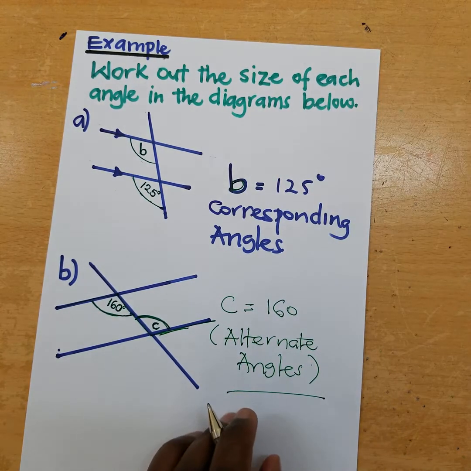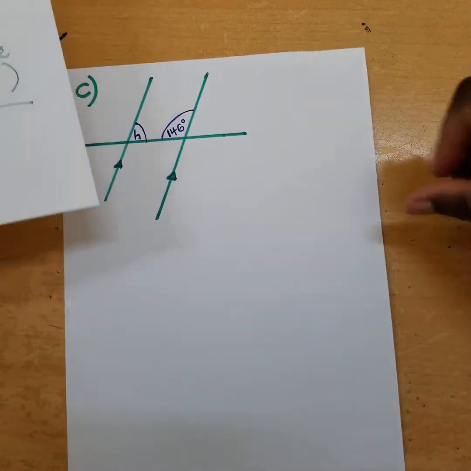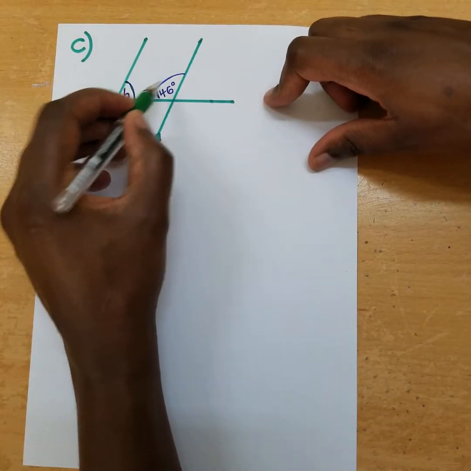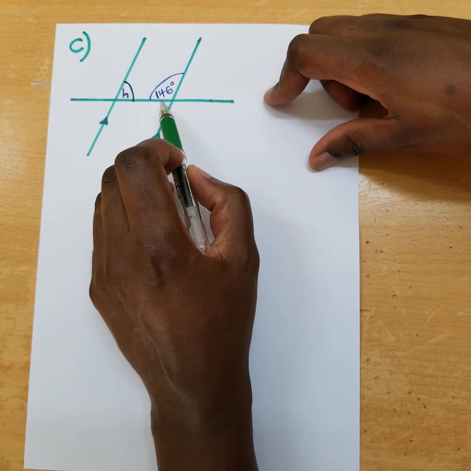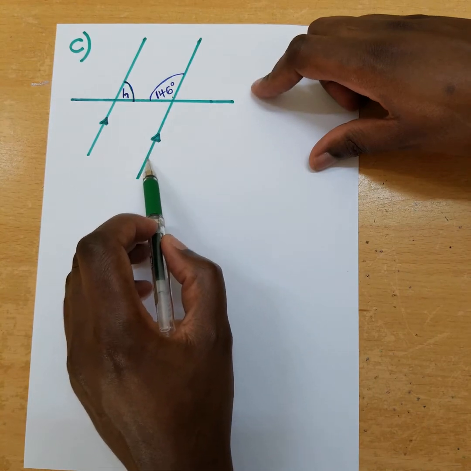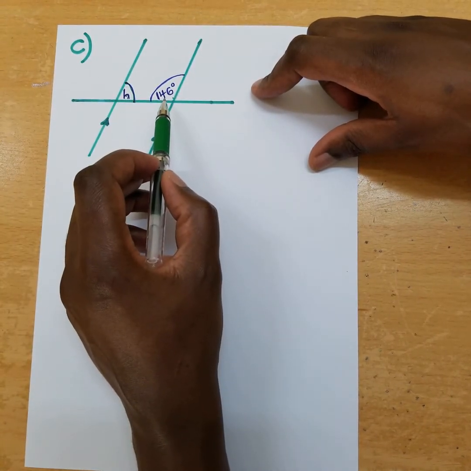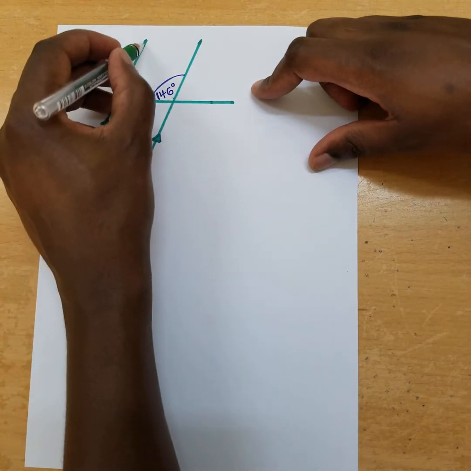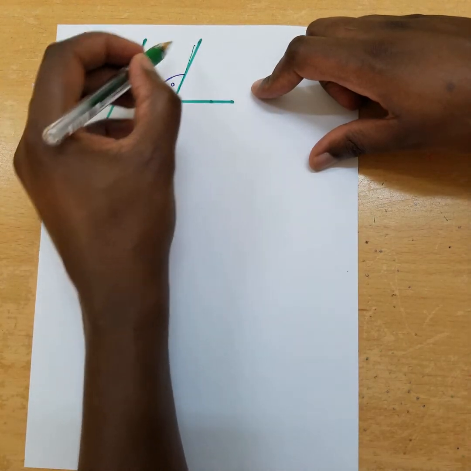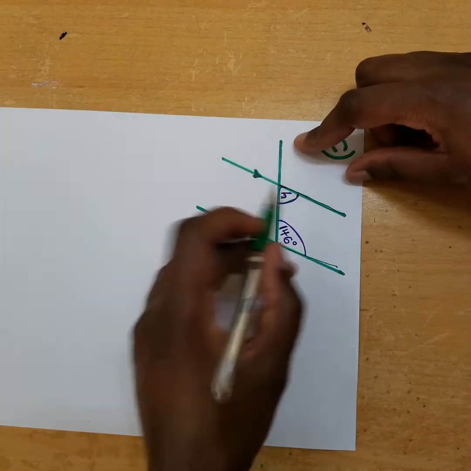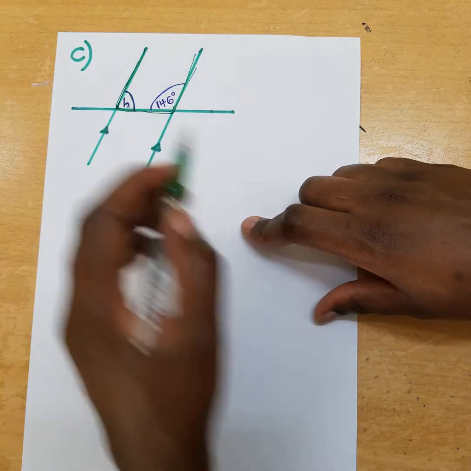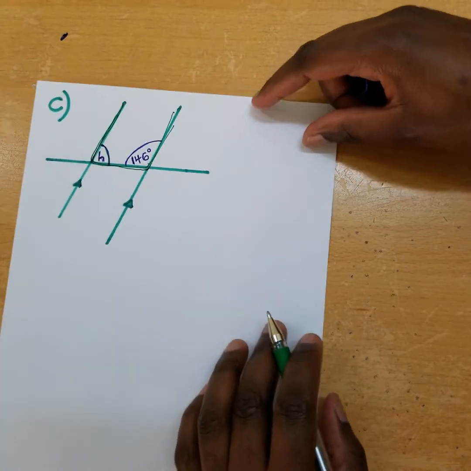Okay, finally here, what is the value of H? I have H here, I have 146 degrees. So these two, what comes to your mind? Remember we said these two are allied angles because they are forming what we call a U or a C shape. If it is like this, it will look like a C shape. If it is like this, it will look like a U shape. So allied angles add up to 180 degrees.